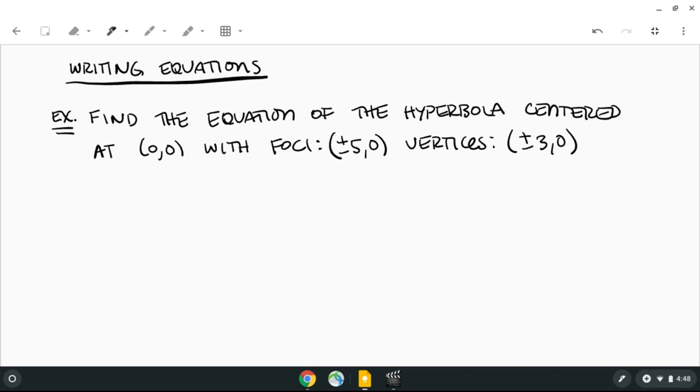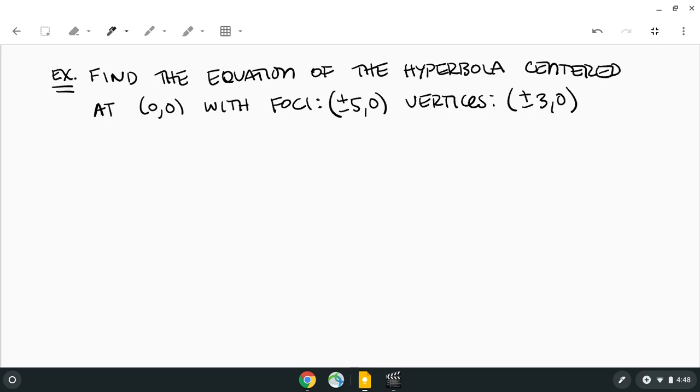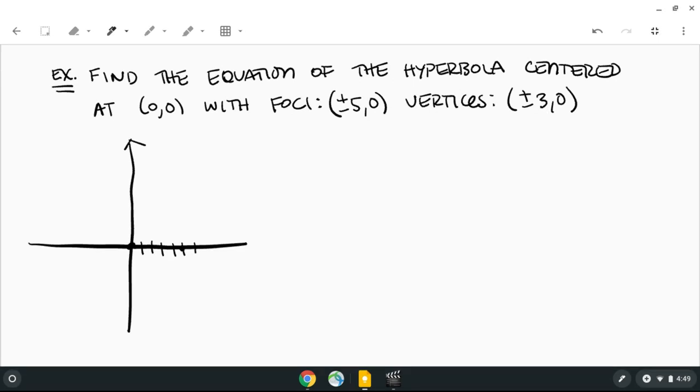Okay, so writing equations, graph everything first so you can see what you have, because you can tell a lot from graphing the information. So we know it's centered at 0, 0, a focus point at 5, 0, and -5, 0. So 1, 2, 3, 4, 5. That's a focus point. Put a letter F there so that you don't think it's a vertex. 1, 2, 3, 4, 5. So there's another one.